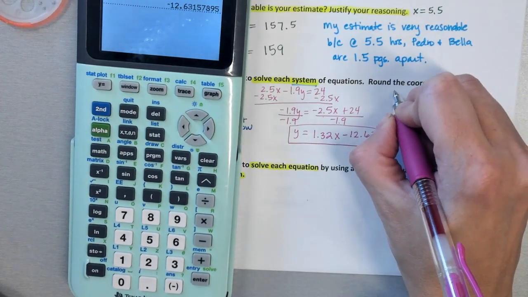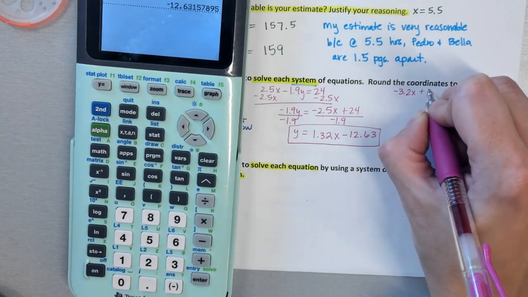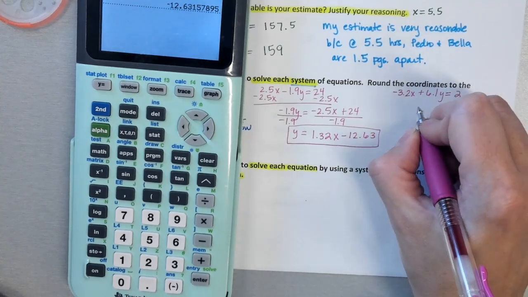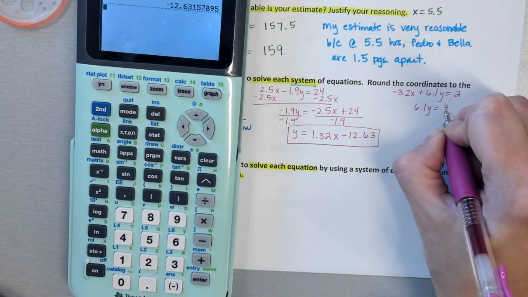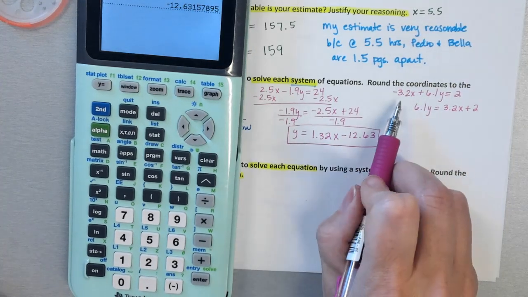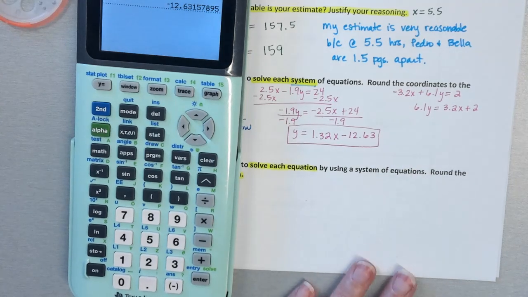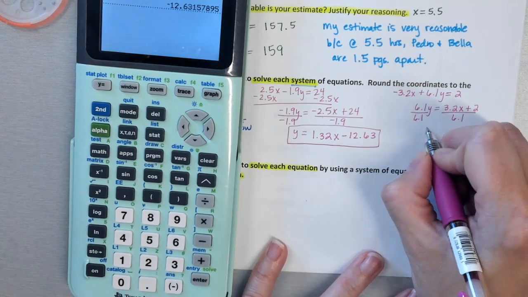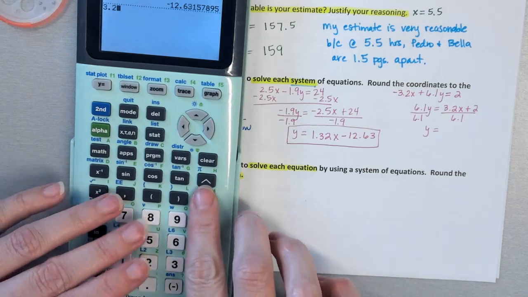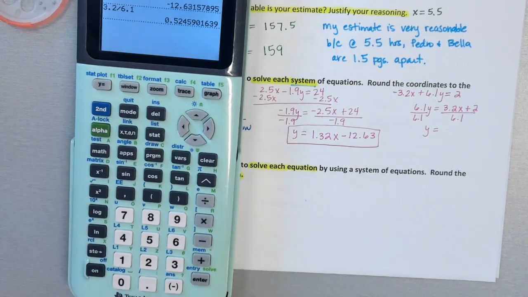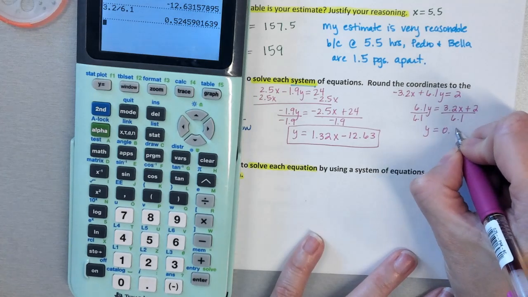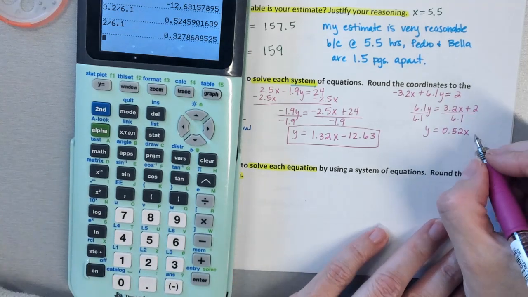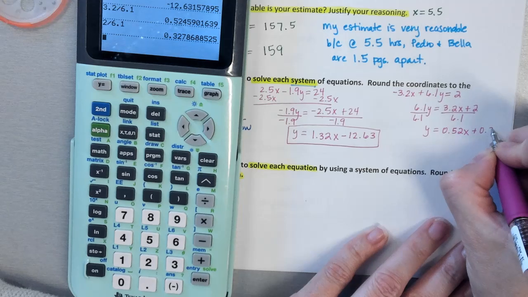Okay, and then we're going to do the same thing with our second equation. We want to solve that for y. When you move the x over, you add it over. So if you add that to both sides, you get 3.2x plus 2. Divide by 6.1. And we'll do the same thing where we're rounding. So this is 0.52x, and this is going to round up to 0.33.